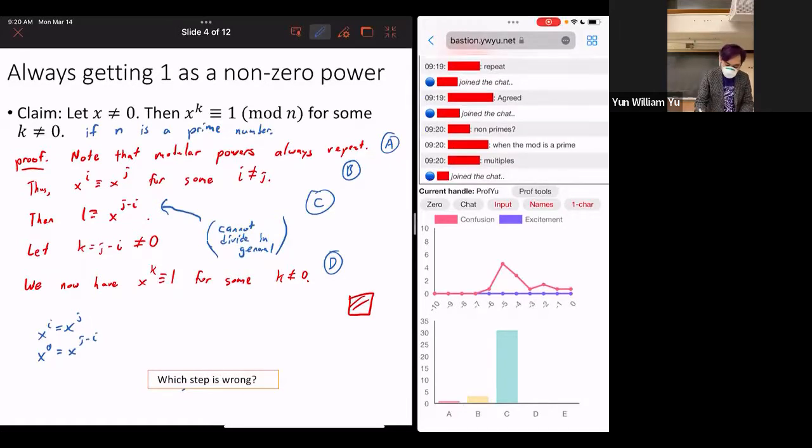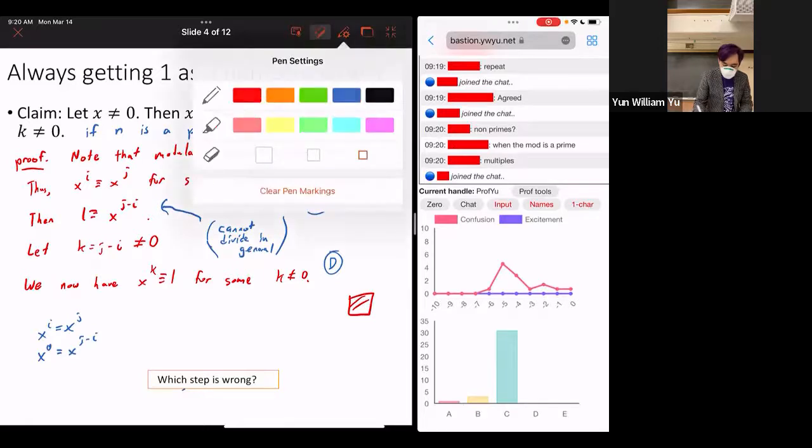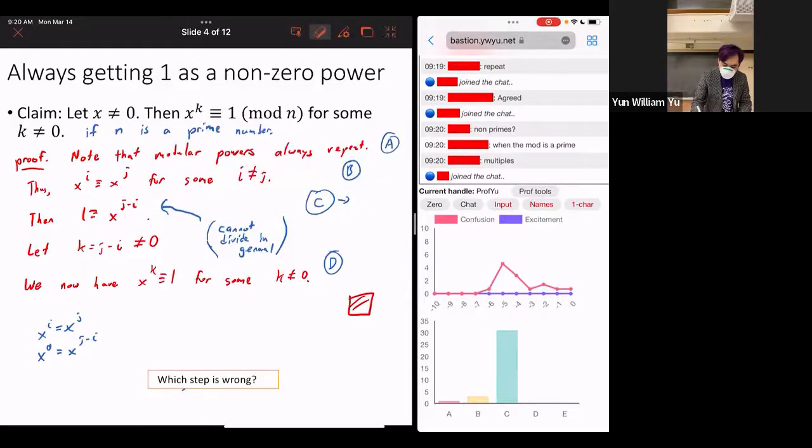Okay, so list step C only works. Not only works, but let's say this works if n is prime, may not otherwise.